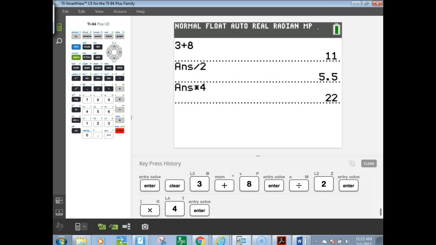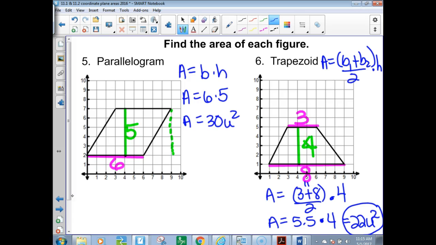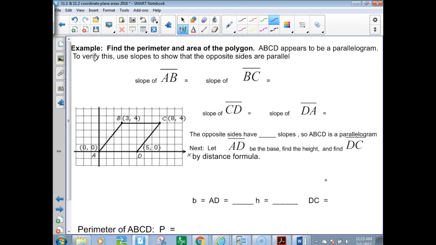Okay. Next, now we have a very much more involved problem here. It's asking us to find the perimeter and the area of the polygon. And it says that ABCD appears to be a parallelogram. To verify it, we're going to use the slopes to show the opposite sides are parallel. All right, the slope from A to B, we count up 1, 2, 3. I'm going to make my dashed lines, then I'll count it. 1, 2, 3, 4 vertically and right 1, 2, 3. So 4/3 for slope of AB.